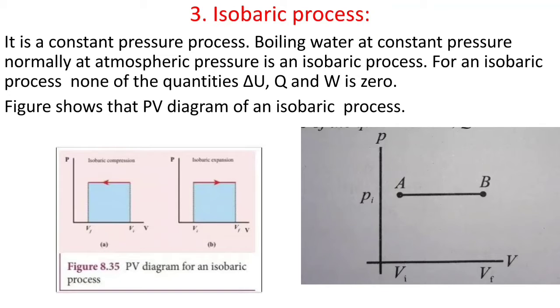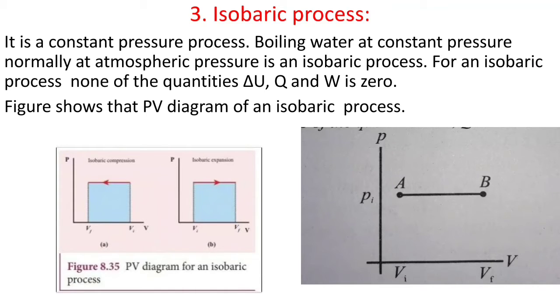Now, the third thermodynamic process is the isobaric process. In an isobaric process, the pressure is constant, so it is a constant pressure process. Boiling water at constant pressure, normally at atmospheric pressure, is an isobaric process. For an isobaric process, none of the quantities, that is delta U, Q and W, is 0. Only delta P is equal to 0.